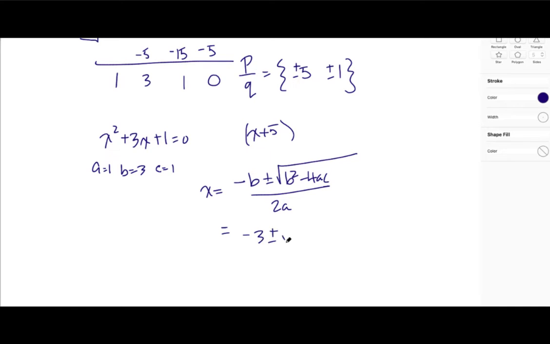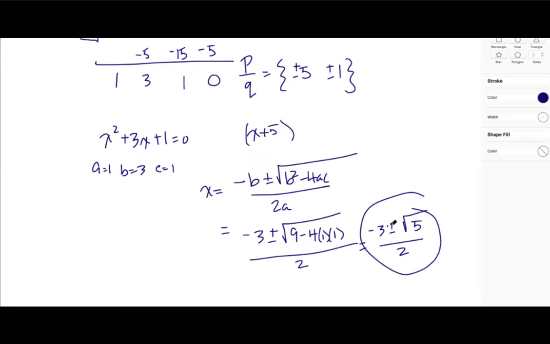Negative 3 plus or minus the square root of 9 minus 4 times 1 times 1, all of that over 2. And so with that, x is equal to negative 3 plus or minus the square root of 9 minus 4, which is going to give us 5, the square root of 5, all of that over 2. These numbers are not easy to write because they don't really simplify, so I'm going to leave our answer here.